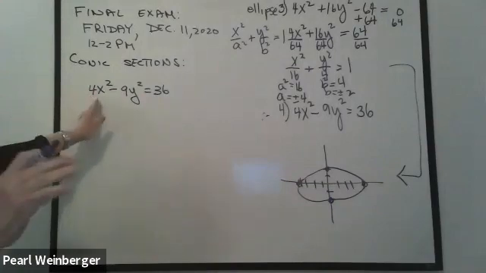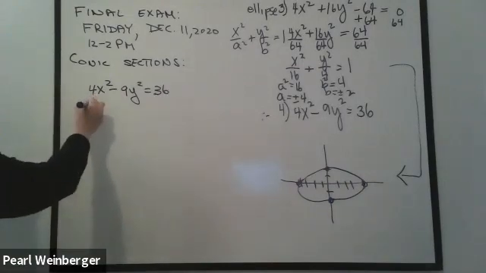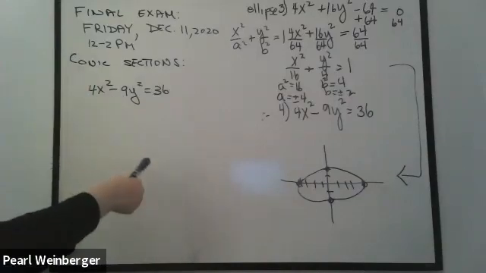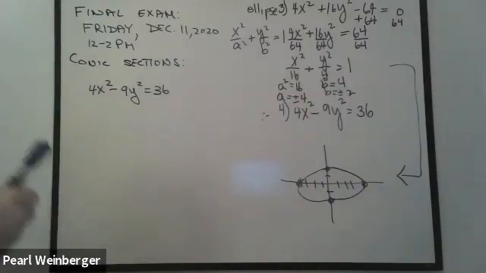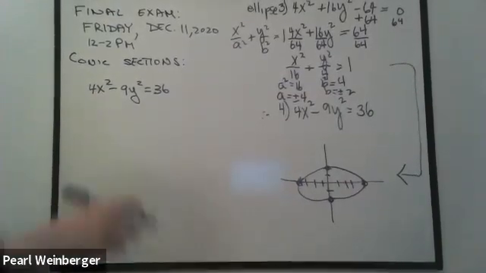When the x squared is the positive one and the y squared is negative, then your graph just crosses the x-axis and there's no y-intercept. If it had been y squared minus x squared, then it would cross the y-axis but not the x-axis.